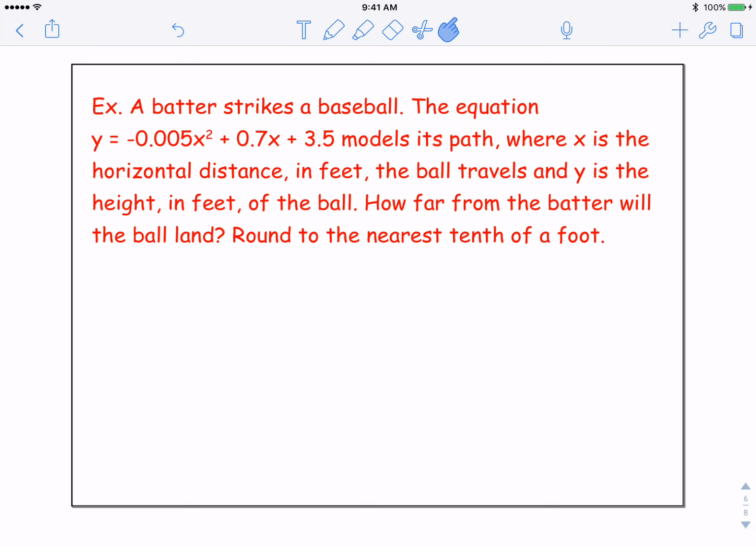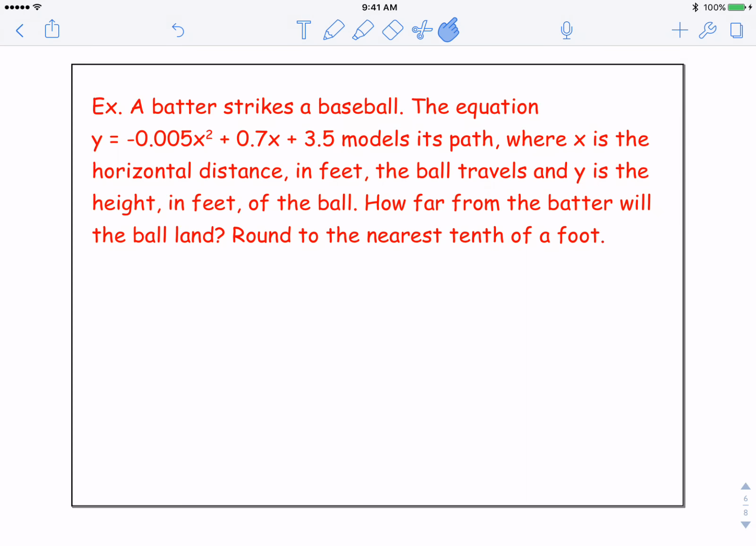Lastly, looking at some story problems. It says a batter strikes a baseball. The equation y equals negative 0.005x squared plus 0.7x plus 3.5 models its path, where x is the horizontal distance in feet the ball travels, and y is the height in feet of the ball. How far from the batter will the ball land? Round your answer to the nearest tenth of a foot.